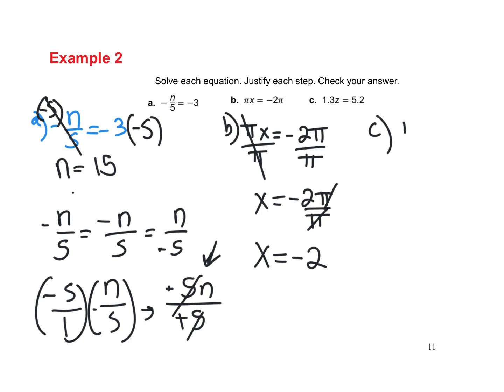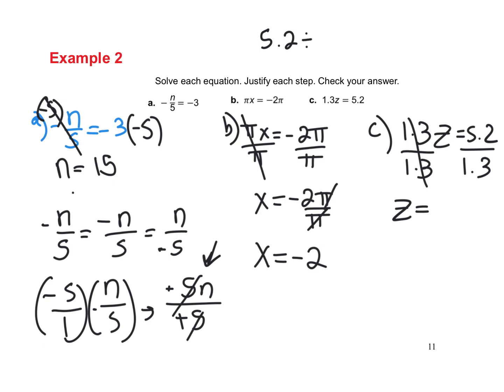And for c, we have 1.3z equals 5.2. Now we're going to divide 1.3 on both sides. We get that z is that division, 5.2 divided by 1.3. So when I put it in right here, can the outside number have a decimal? No, it cannot. So I'm going to go ahead and actually remove it in the sense that I'm going to move the decimal over once over here and once over here. So it makes the decimal disappear.